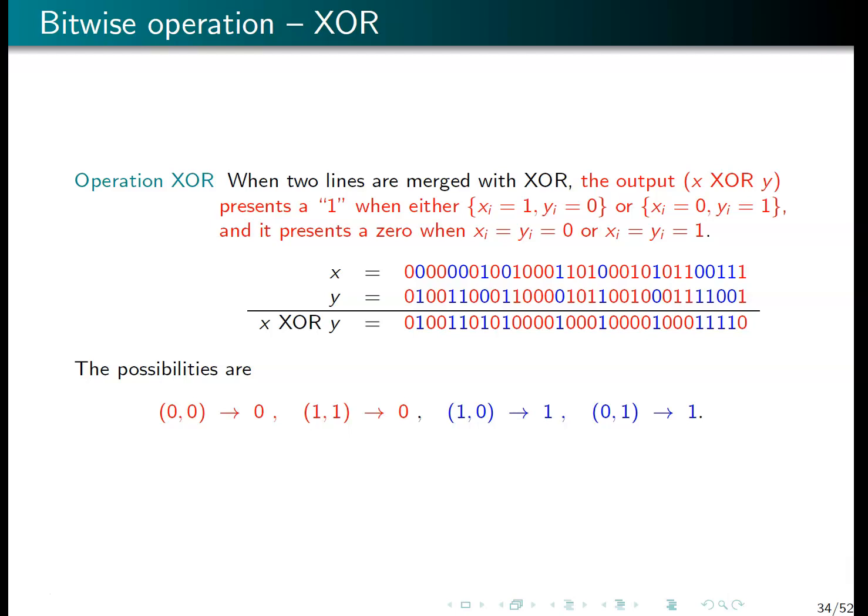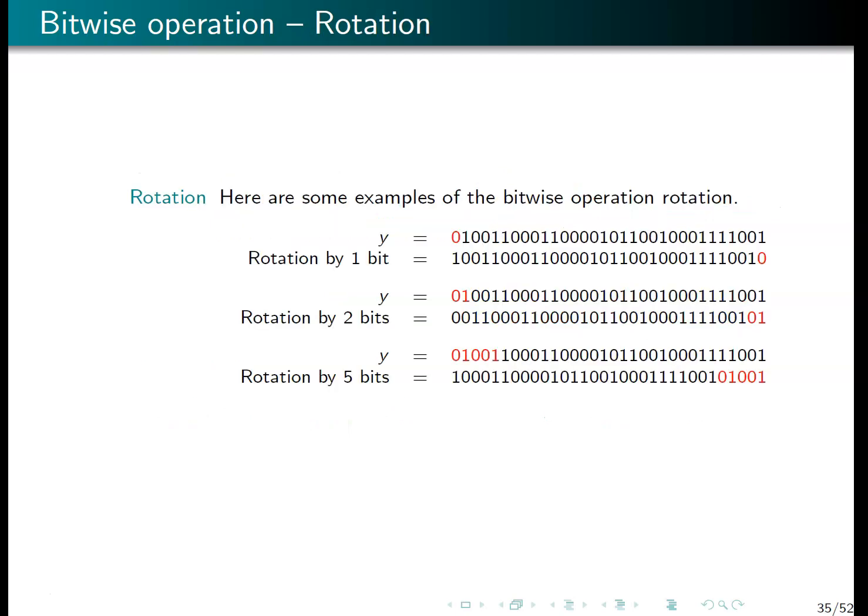So two zeros produces a zero, two ones produces a zero. One in X, zero in Y produces a one. Zero in X, one in Y produces a one.